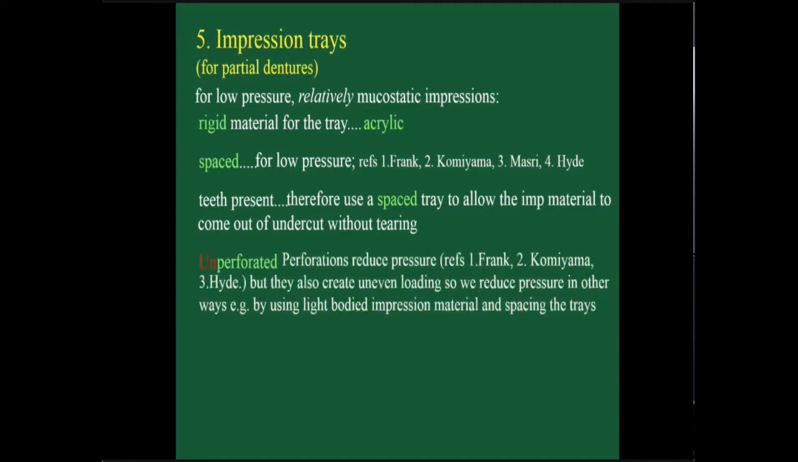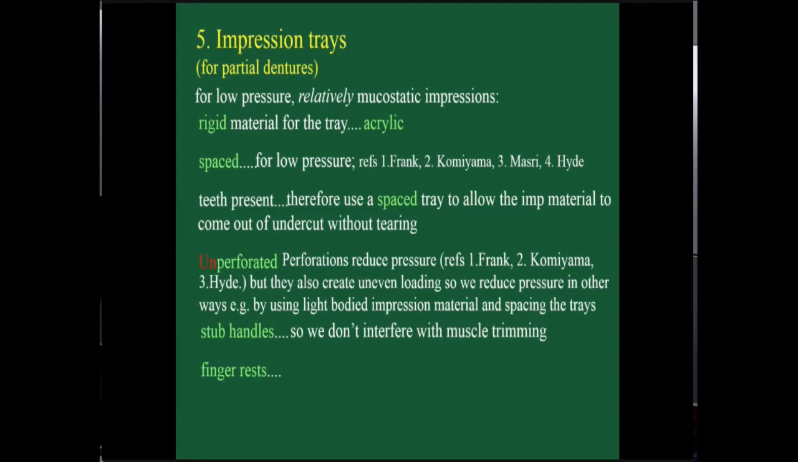We'd normally want to use acrylic impression trays. We wouldn't want to be using shellac impression trays because they're not rigid enough. We'd want them spaced for low pressure. We'd want for partial dentures them spaced to allow us to take the impression material out from the undercut. We'd have them unperforated from the lab, and if we were going to put perforations in, we'd do it at the chair side. Perforations do reduce pressure, the uneven loading that perforations give. We use stub handles so they don't interfere with muscle trimming.